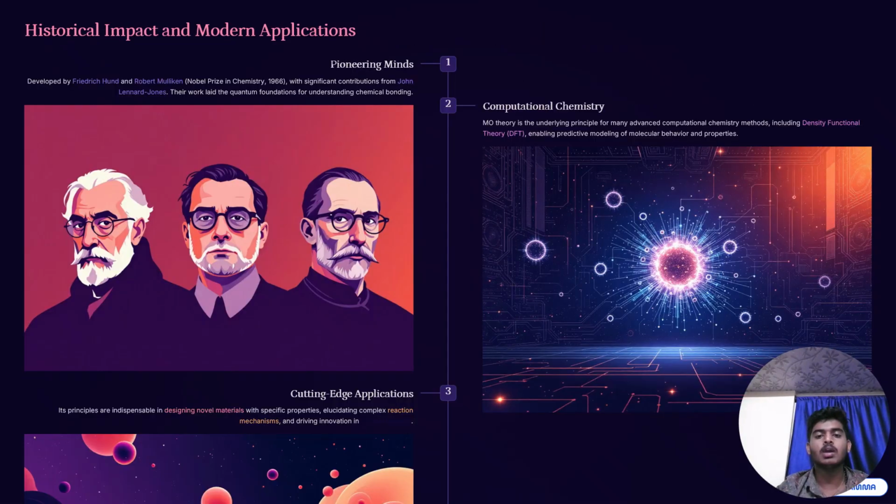Historical impact on modern applications. Pioneering minds. This section features illustrations of three historical figures, likely significant chemists or scientists, and briefly mentions their contributions to chemical understanding, possibly related to bonding or computational chemistry. Computational chemistry and cutting edge application. This part discusses modern applications, possibly detailing how complex computations are used to create or understand various chemical structures or processes. An abstract starburst-like graphic is present in this section.